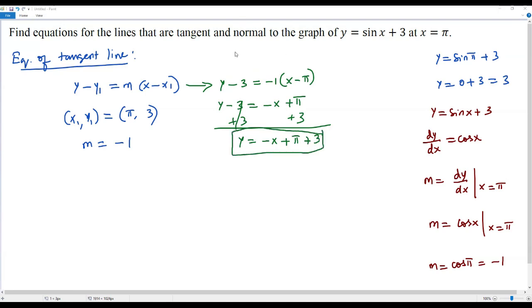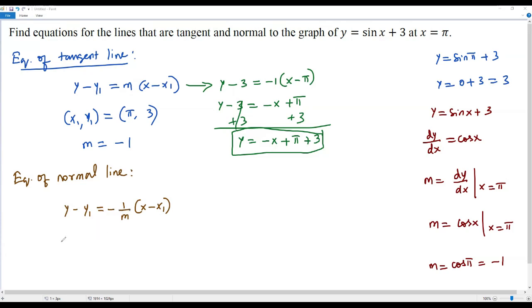Now let's find the equation of the normal line. For that, first let me write the formula. Equation of normal line. To find it, I use the same formula, but in place of m we have to make some changes. Y minus y1 equals, instead of m, I take the reciprocal of m, so I get 1 over m, and also a negative sign, times (x minus x1). Actually, this m represents the slope of the tangent line. To get the slope of the normal line, we take the reciprocal of the slope of the tangent line along with the negative sign.